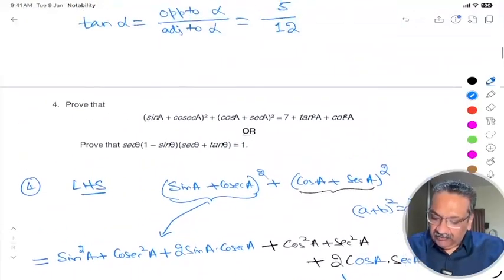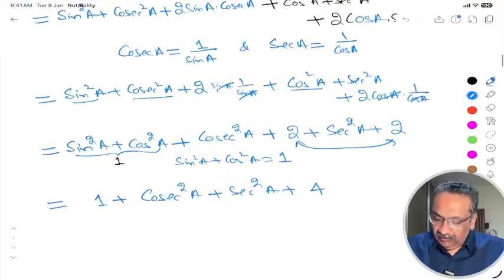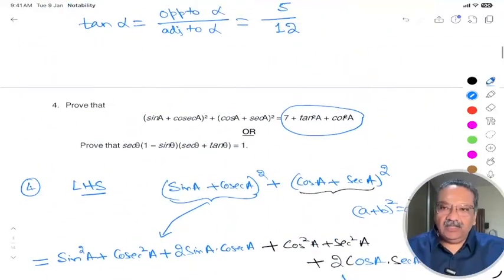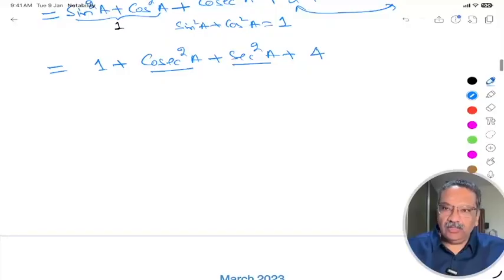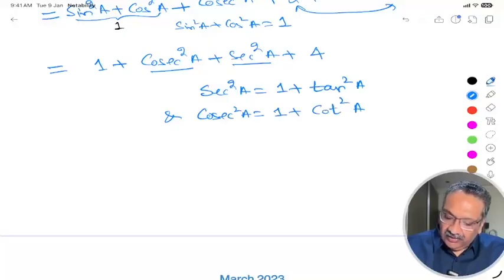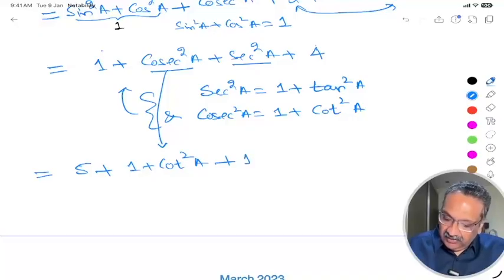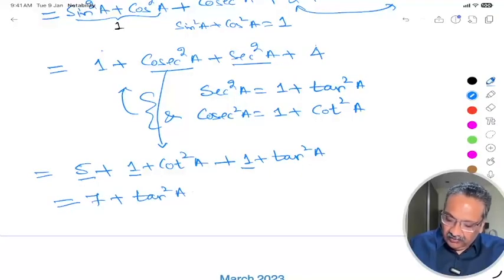Alright, now see, before going further, you observe in the RHS we have tan square A and cot square A, correct? So we will have to convert cosecant square A and secant square A in terms of tan square A and cot square A. So what is the formula now? What are the other two trigonometric identities? See, we know secant square A is equal to 1 plus tan square A and cosecant square A is equal to 1 plus cot square A. Now substituting this here, we get, see, 4 plus 1 becomes 5. 5 plus 1 plus cot square A, this is cosecant square A, plus secant square A is 1 plus tan square A, which is equal to 5 plus 1 is 6, plus 1 is 7. 7 plus tan square A plus cot square A, which is equal to RHS.